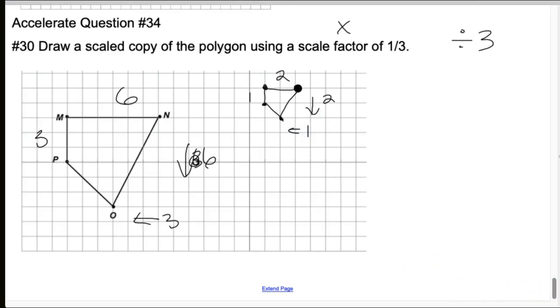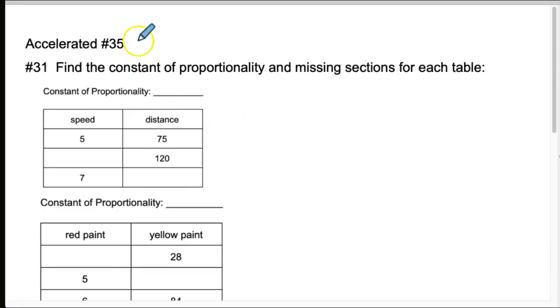And the last set of finding the constants, number 35 in your accelerated packet, or number 31. So find the constant of proportionality. That means you need to find the y over the x.